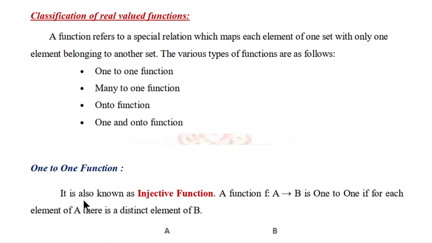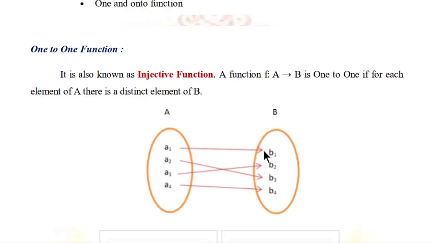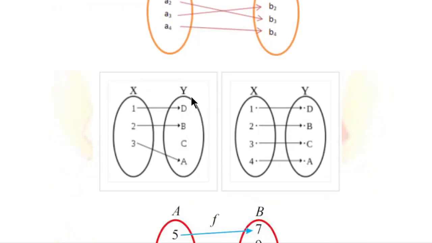One-to-one function is also known as an injective function. In this function, each and every element in set A is mapped with a single element in set B. That means A1 is mapped with B1, A2 with B3, A3 with B2, and A4 with B4. That means for each element of A, there is a distinct value in set B.